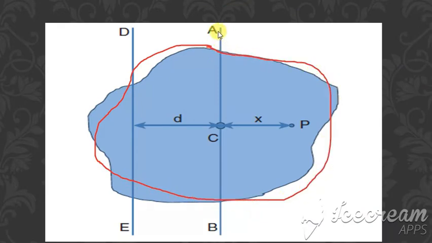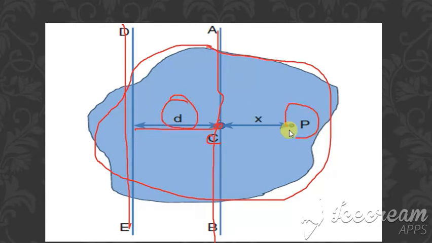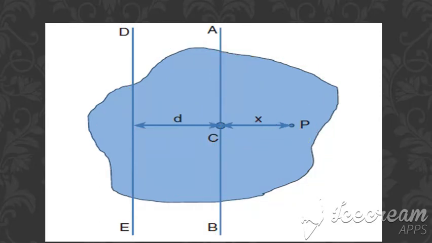This is the axis AB which is passing through the center of mass, and another axis DE which is at a distance d. Consider a point mass which is at a distance x from this center. Clear? Now we are going to derive this expression.